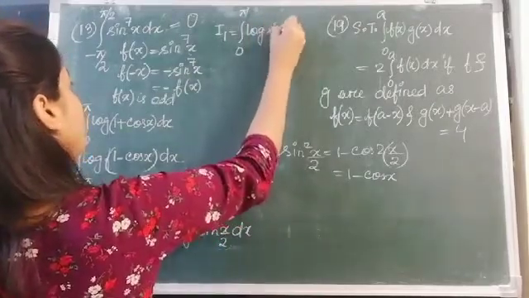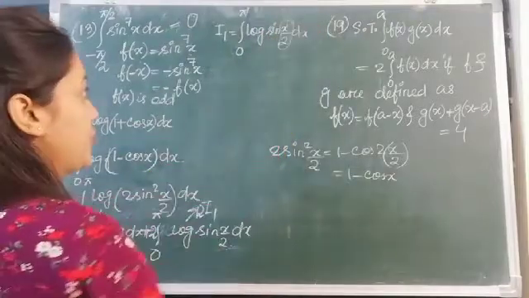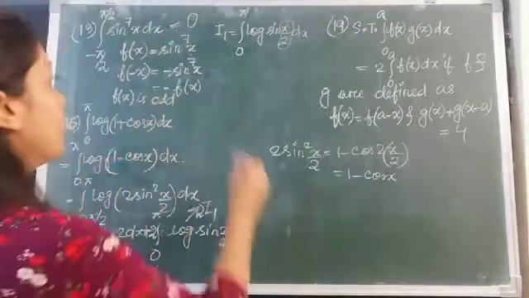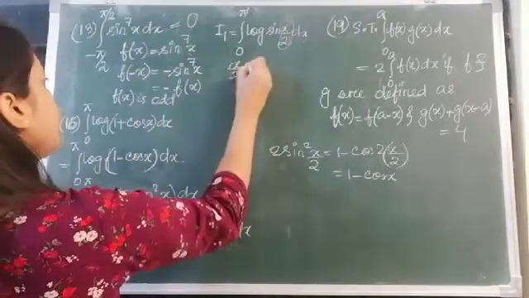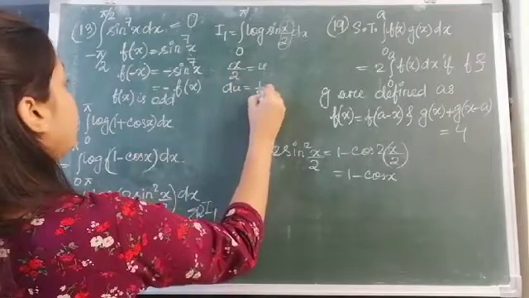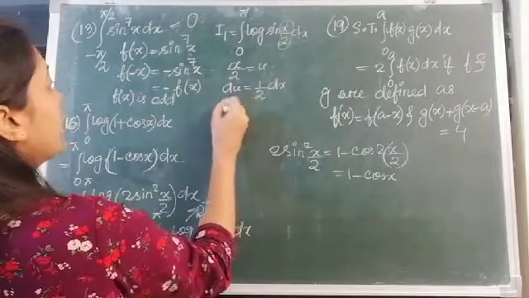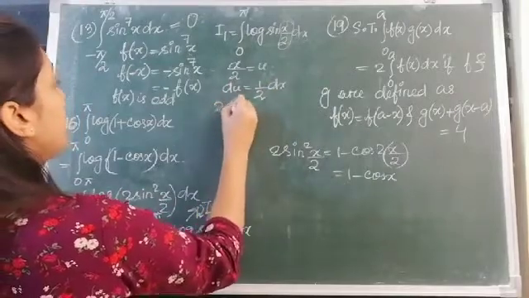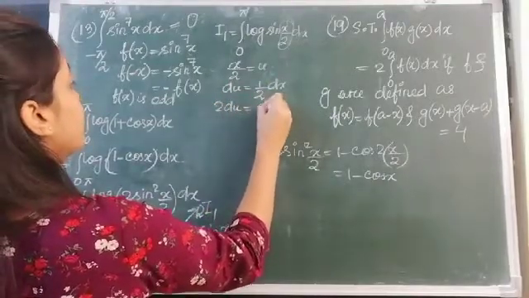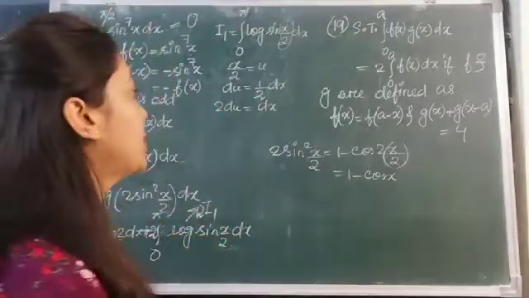sine x by 2 dx. Next, we'll apply substitution method. So let x by 2 be equal to some u. Then du will be equal to half dx, and hence twice du will be equal to dx. Now, since you are applying substitution method, don't forget to change the limit.